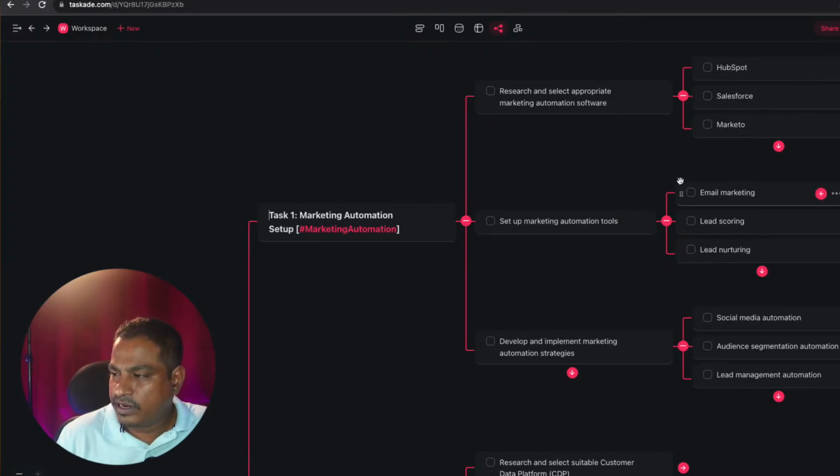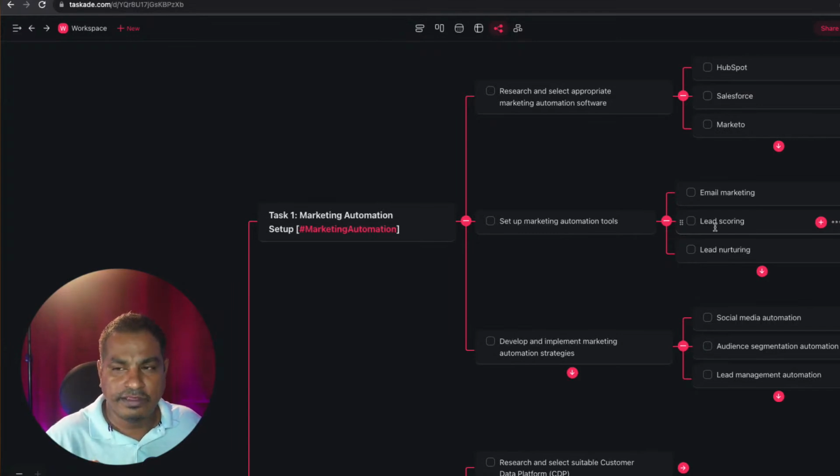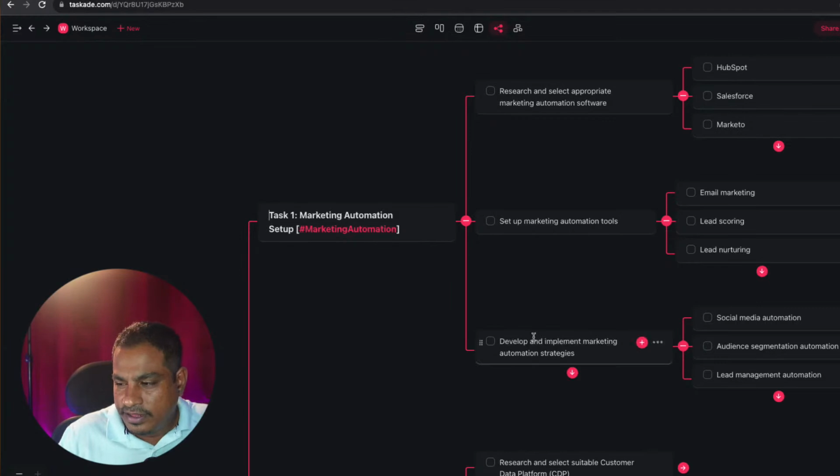Then you have email marketing, then you have lead scoring activities, then you have lead nurturing. This is wildly underrated and overlooked, which can cause a lot of serious problems for businesses, because you're pumping in money and assuming things are being automated, while at the end of the day you just have a drip campaign that's running, which is not ideal in my opinion. Then you have develop and implement marketing automation strategies, this is exactly what I'm talking about. Do you have an automation for social media in place?